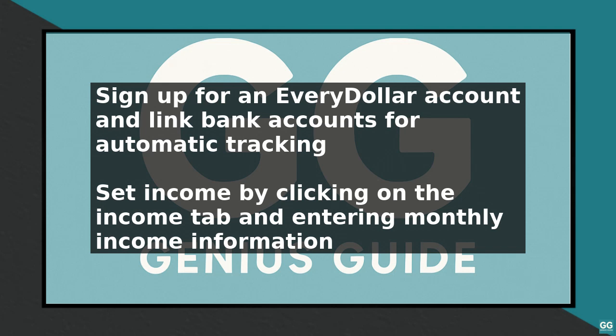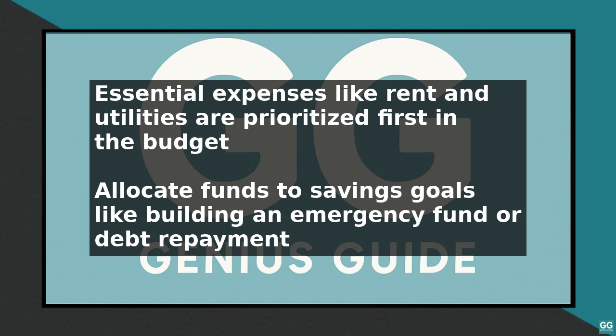These expenses should be prioritized first, as they are necessary for your daily living. Next, allocate funds to your savings goals, such as building an emergency fund or paying off debt. After that, assign funds to your non-essential expenses, such as entertainment, hobbies, and travel. Be sure to prioritize your spending based on your financial goals and values. Remember, the key to zero-based budgeting is to make sure that every dollar of your income is accounted for.